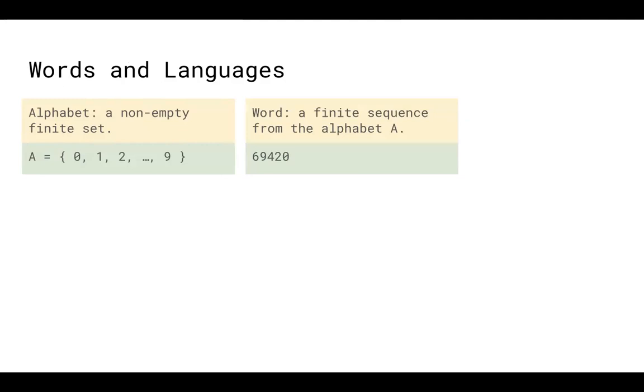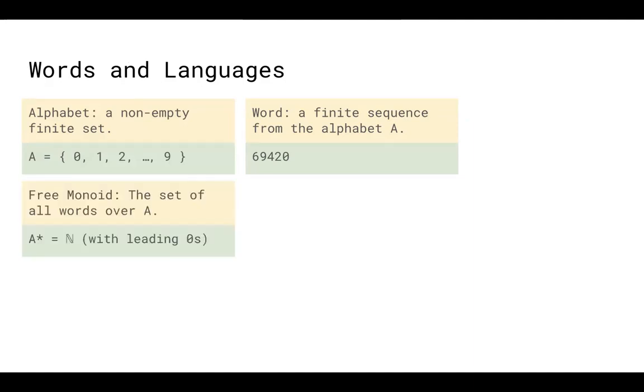A word is a finite sequence of symbols from an alphabet. So a word over the alphabet A might be 69420. The free monoid we already covered is the set of all words from the alphabet. So for instance, with my example, A star would be the natural numbers, except that you can also have leading zeros.